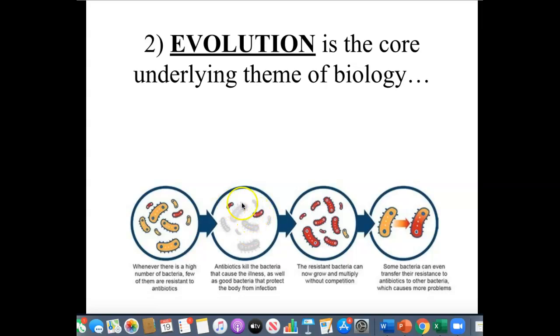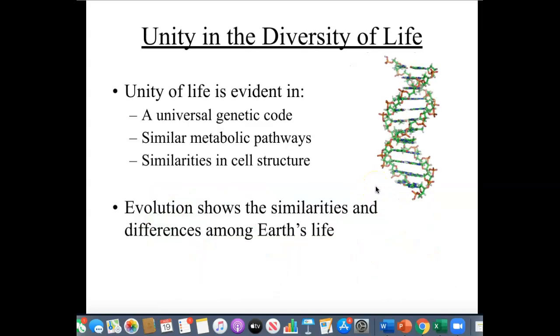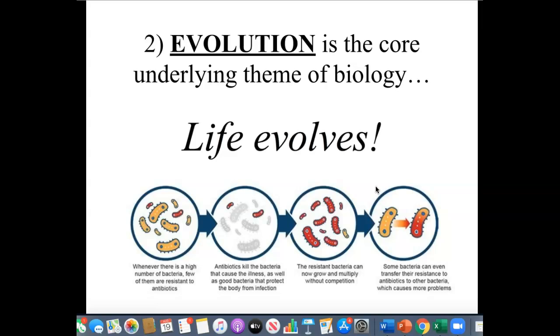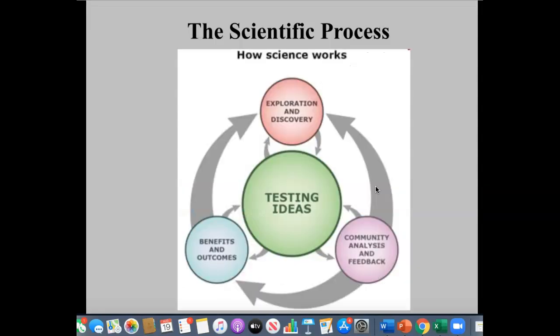And then what happens is, well, now you have these resistant bacteria, and then the resistant bacteria divide to make more resistant bacteria. They don't have any more competition from the other non-resistant bacteria, so they quickly outnumber those. And then another thing that bacteria can actually do is transfer resistance, so transfer genetic information from one bacteria to another, which can just further complicate this process. So life evolves, changes over time.